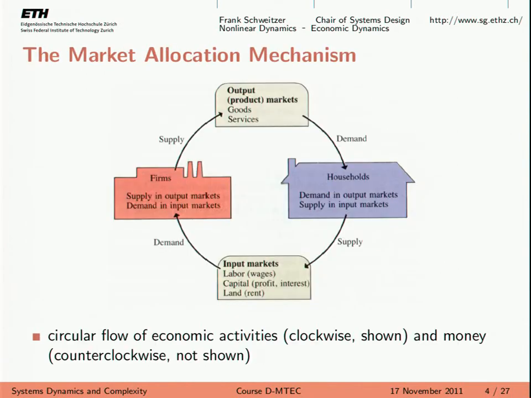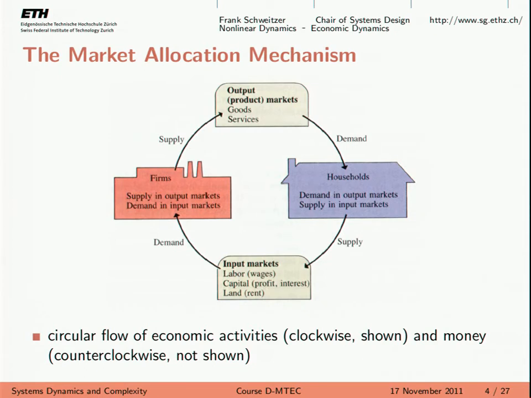This is the market allocation mechanism, where it's kind of a picture also for our visual idea of what we're going to do in this lecture and then the coming lectures. So you probably all know this figure. We have firms which supply goods to the so-called output market. This is the market of goods and services. Households buy goods and services from these output markets. So this is the upper half cycle. This is the topic of the lecture today, the output markets.